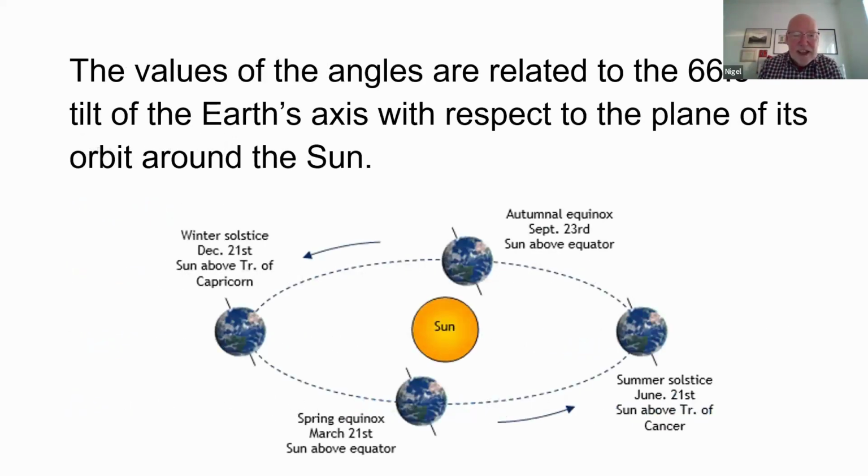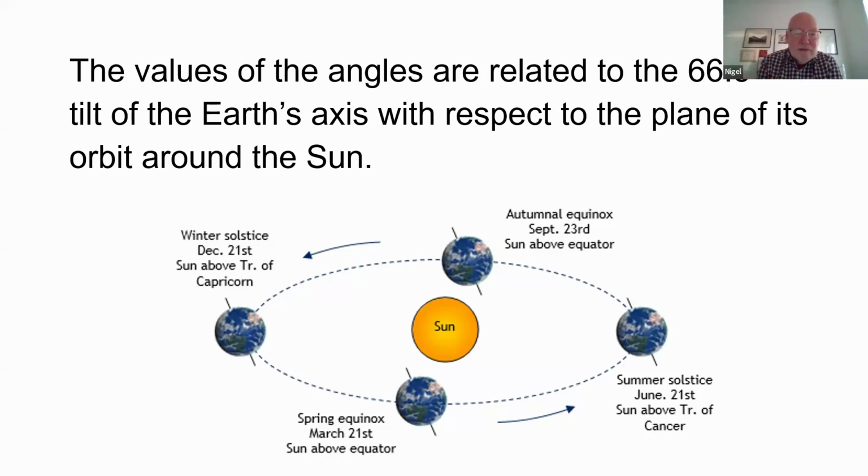It says on the next slide a little bit more there, that the angles are related to the 66.5 degrees tilt. Now, we've just got to be careful here. We all know from primary school that the Earth's axis is tilted. And we know that that gives us the main reason why we have different seasons, as we've just been talking about. But a lot of people say, oh, it's tilted at 23.5 degrees. And they're only telling us a little bit of the information.